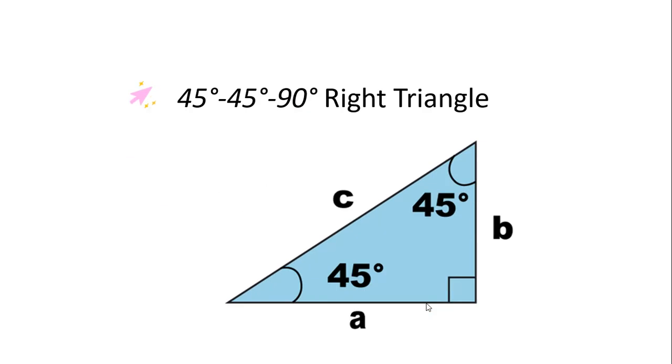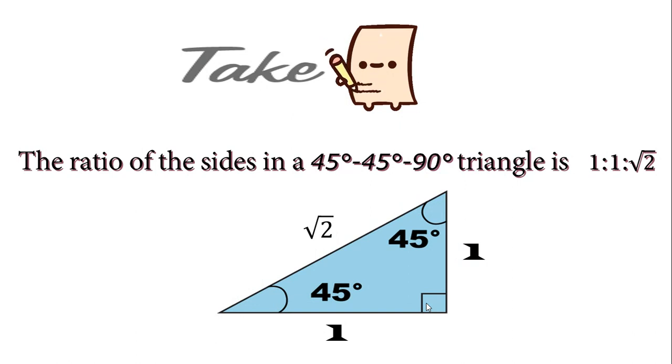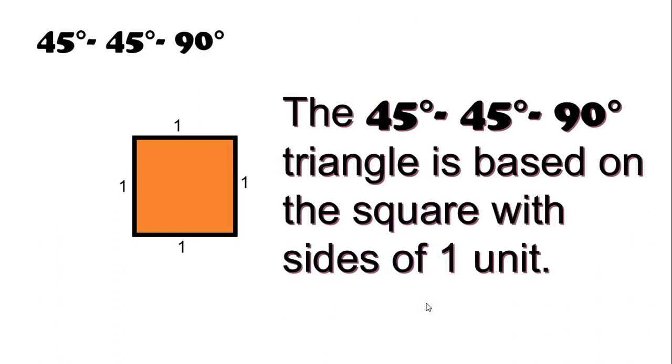In this video, we're going to focus on the 45-45-90 degree right triangle. So you have to take note of this. The ratio of the sides in a 45-45-90 degree triangle is 1:1 is the square root of 2. How come? So the 45-45-90 degree triangle is based on the square with sides of 1 unit.